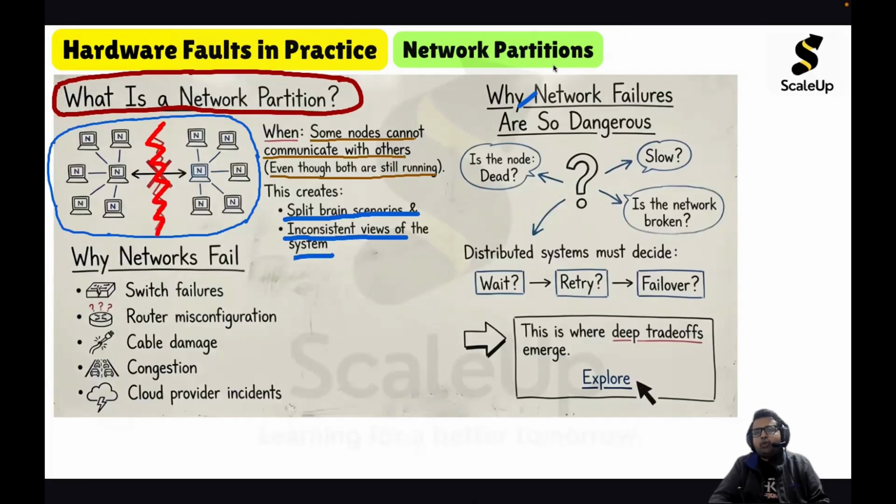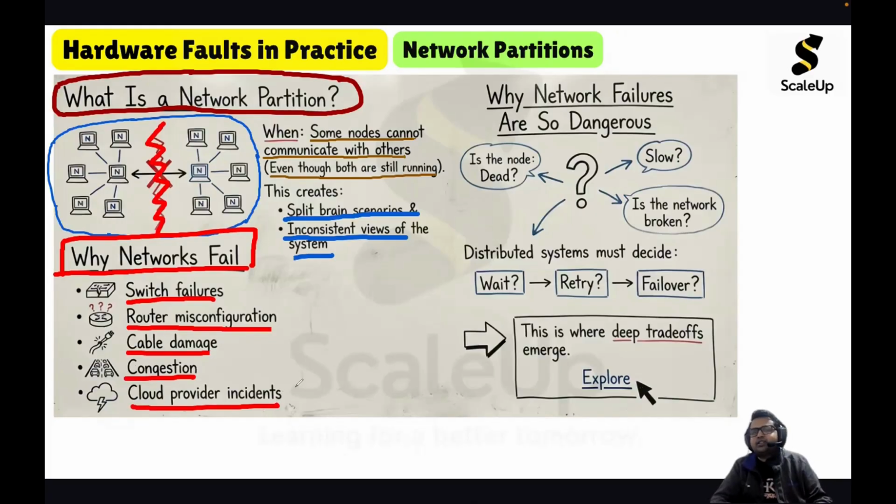Now a very important question in front of us: why does the network fail? The network fails because of switch failures, router misconfiguration, cable damage, congestion, or cloud provider incidents. So these are some of the reasons for network failure. Now, next very important question.